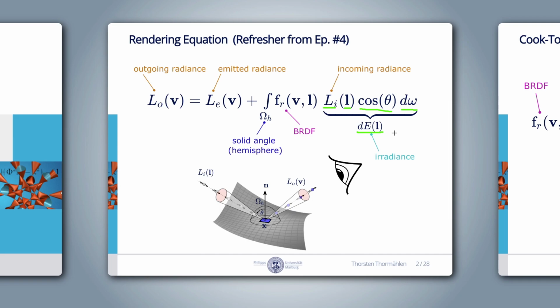The infinitesimal irradiance contribution dE is multiplied by the BRDF, which is short for bidirectional reflection distribution function. The BRDF defines how much radiance is emitted by the surface patch in direction V if it receives irradiance from direction L. This way, the BRDF describes the material properties of the surface patch.